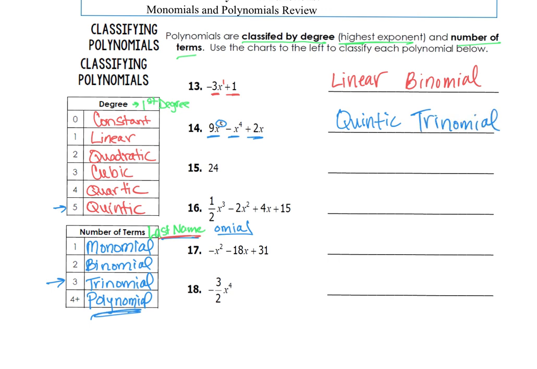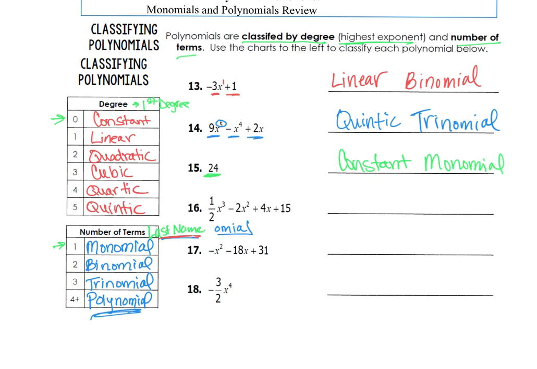Pretty easy, right? Looking at number 15, we just have 24. Notice on this problem, 24, there is no x, there is no exponent. It's the exponent that's attached to the variable. So that would be just a number. Just the number 24 is a constant for the first name. And then how many terms do we have? Just one. So number of terms 1 means this is a constant monomial.